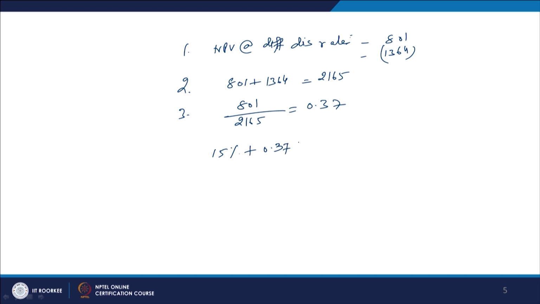This ratio is multiplied by the bigger discount rate where the NPV is negative, minus the smaller discount rate where the NPV is positive. The bigger discount rate where the NPV is negative is 16% in this case, and the smaller discount rate where the NPV is positive is 15%. So this becomes 1. Finally, the exact rate of discount in this case will be how much?